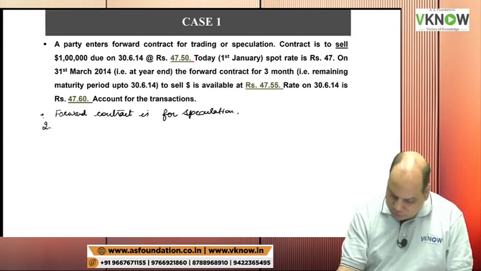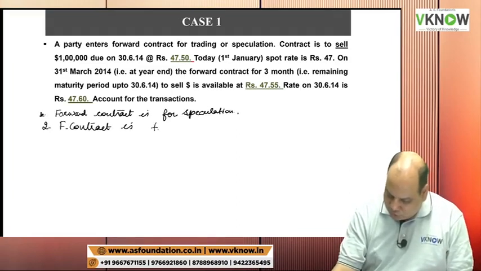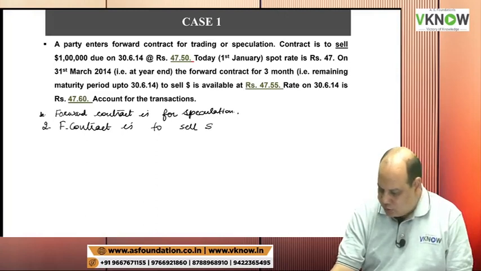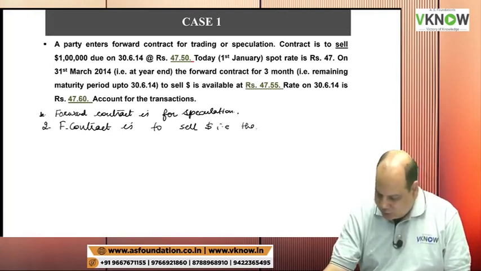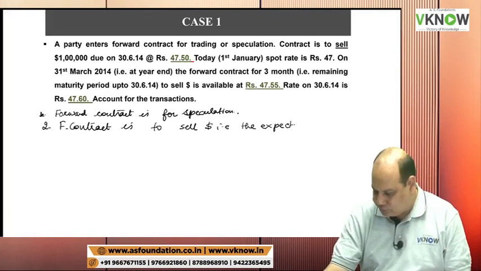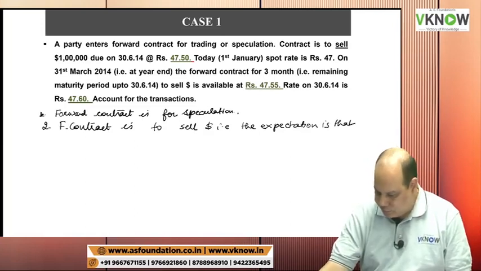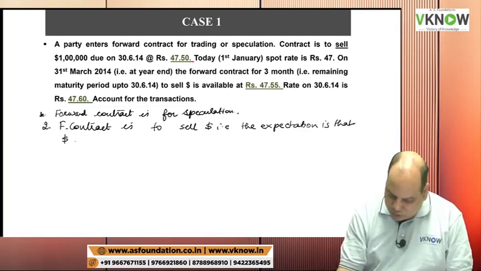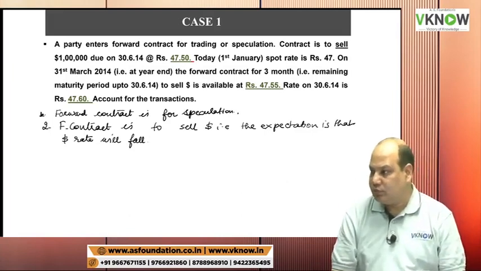Second point, this forward contract is to sell dollar. That is, the expectation is that the dollar rate will fall. The expectation is that the dollar rate will fall. Okay.